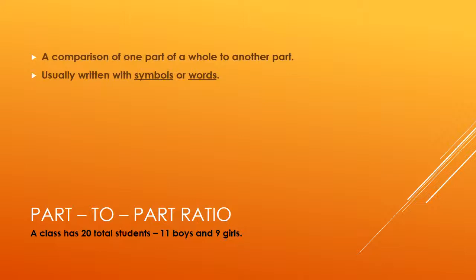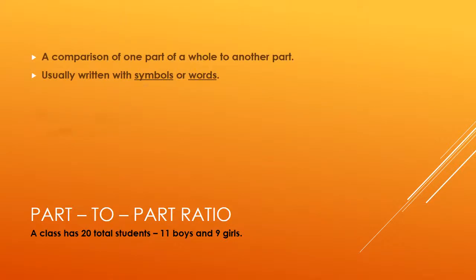Our first type of ratio is a part-to-part ratio. This is where we compare one part of a whole to another part. So in this case, we're going to compare the two parts of the class, the boys and the girls. We typically write part-to-part ratios using symbols or words. So once again, we're going to compare the boys to the girls.